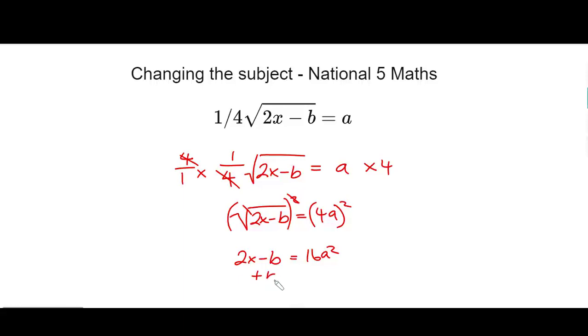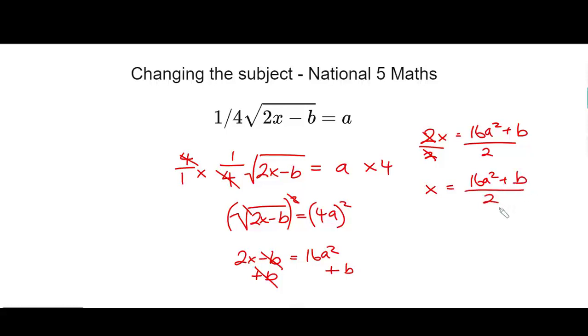So we plus b on this side, it cancels, and then we plus b on this side. So we're now left with 2x is equal to 16a squared plus b. And then we divide that by 2, which gives us x. So x is then equal to 16a squared plus b, divided by 2.